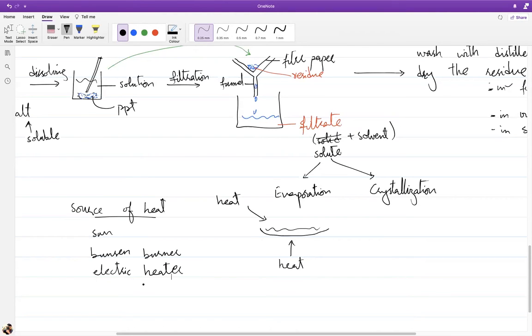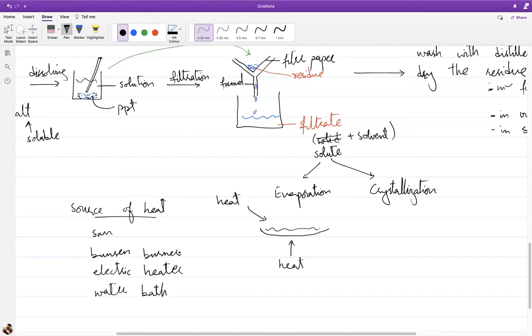Now, there are other sources as well. For example, water bath is something that is commonly used. Sand bath used to be used. We don't use it anymore. So water bath and these four sources, you need to know where to use them. And obviously you just have to write about it.